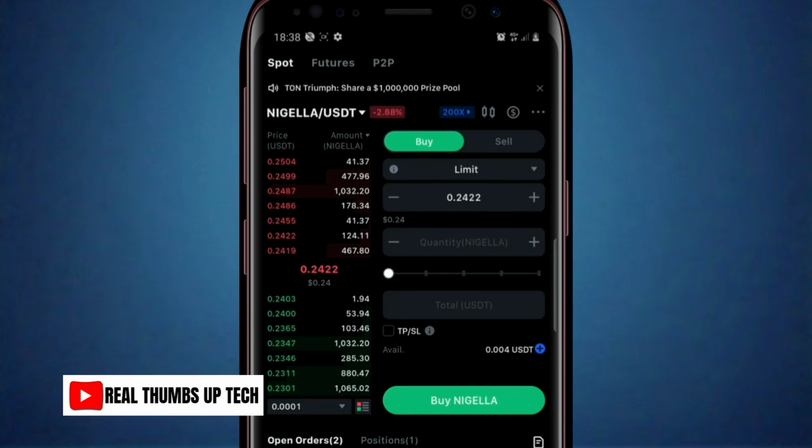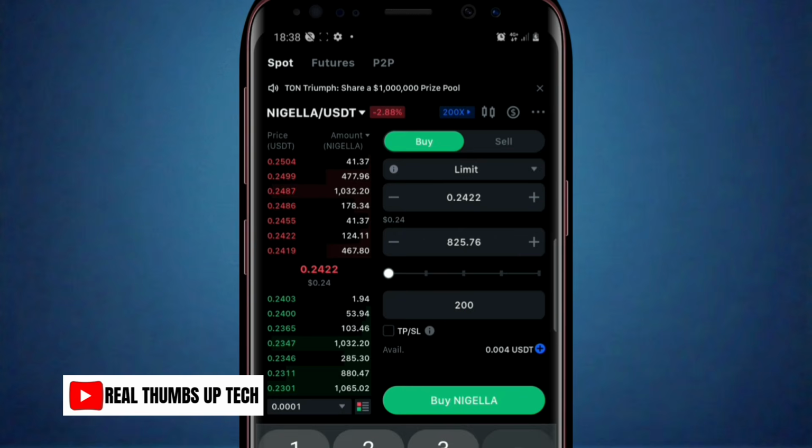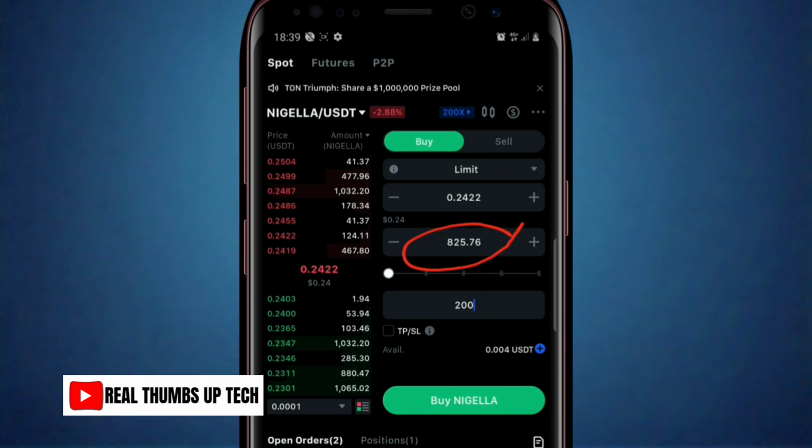So let's assume we are buying this with 200 USDT, for example. If we are buying with 200 USDT, you can see what we are going to get, 825.76 Nigeria coin. Okay, that's what we are going to get when you place the order. But please don't place any order until you do a demo trade to confirm everything, please. So let me copy this. All right, so let's assume the order has filled on MEXC. Let's assume we've bought it on MEXC.